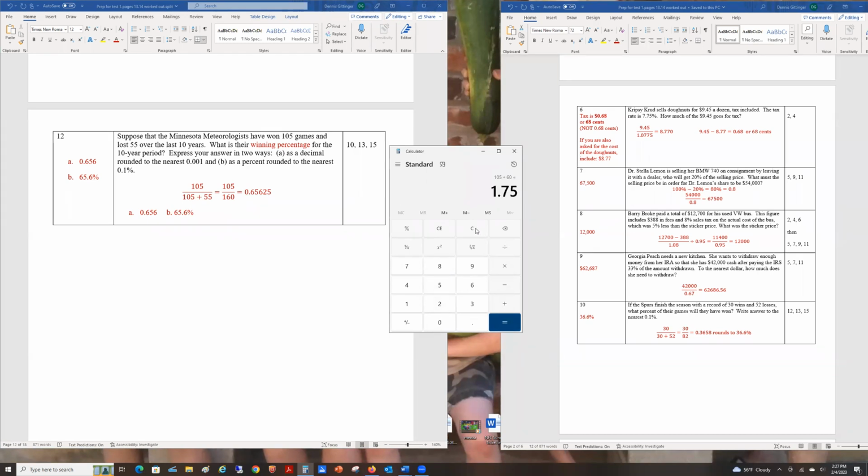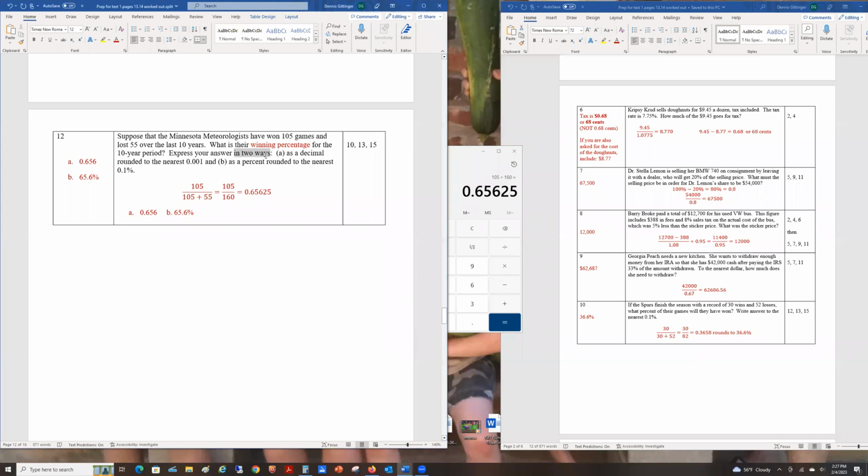Oops, I forgot, I didn't do my own rule. Take my 105. I'm a bad calculator today. They take 105 and divide that by 160. And we get that. Now it says express your answer in 2 ways.